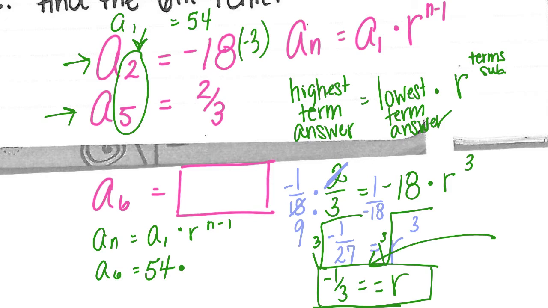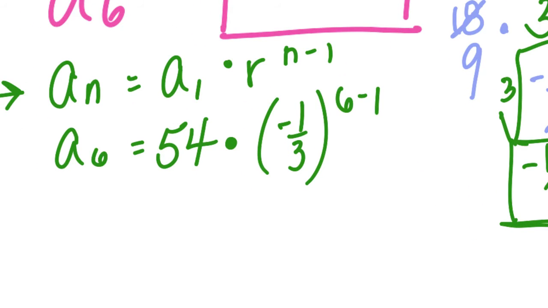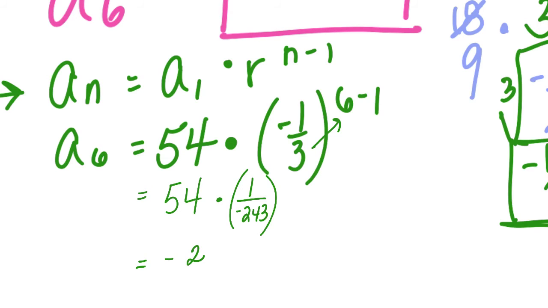There's a couple ways you could figure that out. You can plug it back into the formula. I know that r was negative 1/3, and n minus 1, 6 minus 1, is going to give us 5. So when I do that work, I get 54 times 1 over negative 243, because we're looking for negative 1/3 to the fifth power, and this ends up reducing to negative 2 over 9.